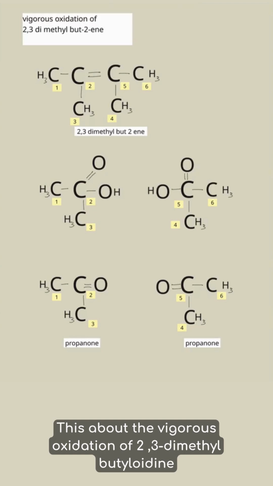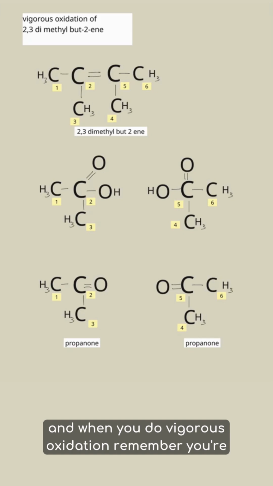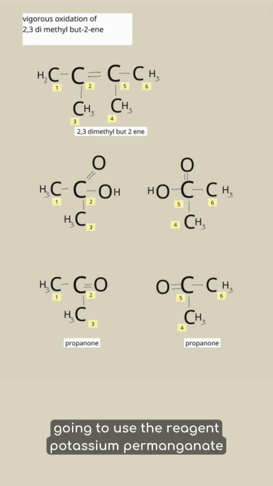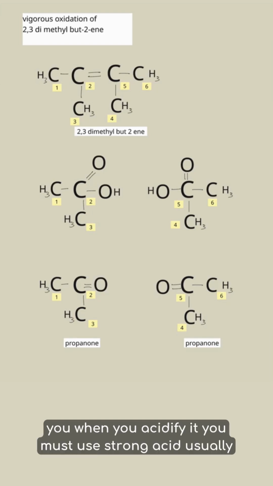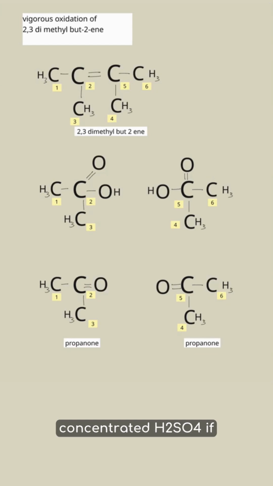about the vigorous oxidation of 2,3 dimethyl butene. And when you do vigorous oxidation, remember, you're going to use the reagent potassium permanganate, KMnO4, acidified, and it must be hot. When you acidify, you must use strong acid, usually concentrated H2SO4.